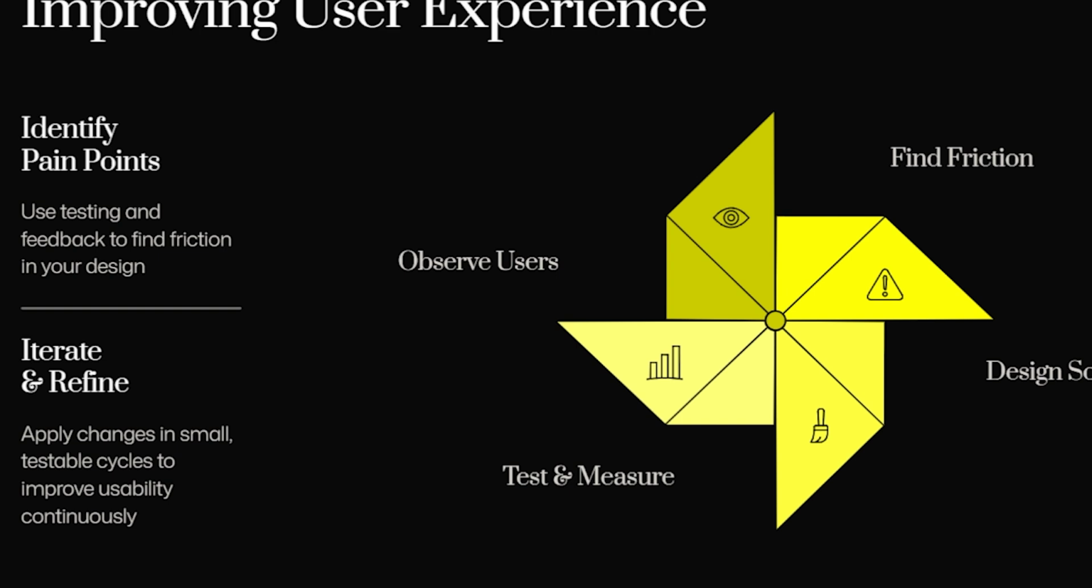So the UX process often follows four stages: observe users, find the problems, design the solutions, test and measure results. These cycles help you create a product that continuously evolves based on users' needs. So remember, great user experiences are built through many small improvements over time.